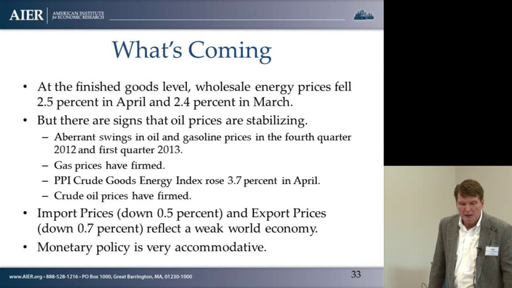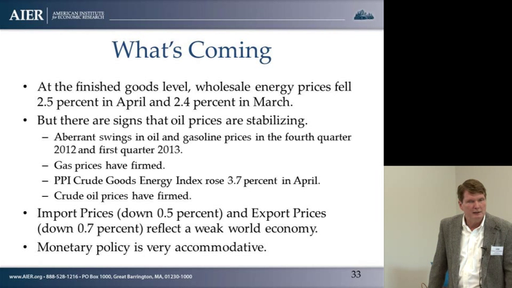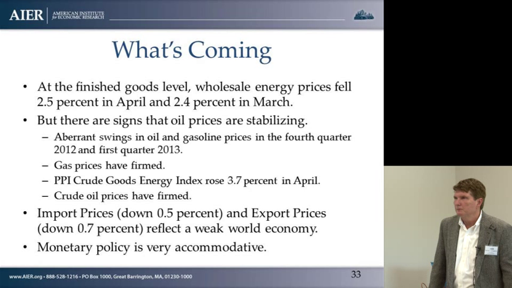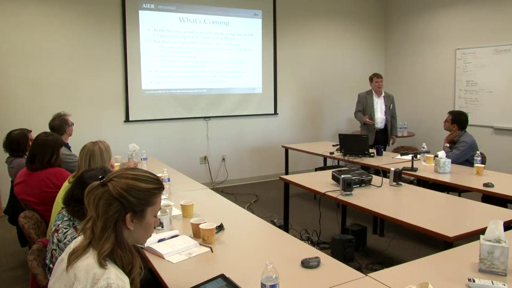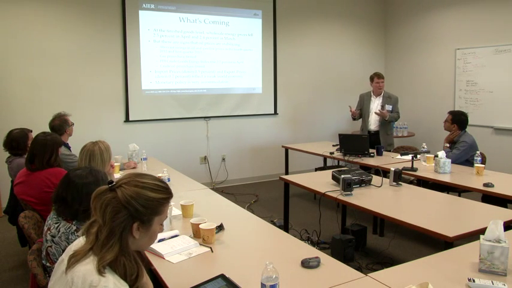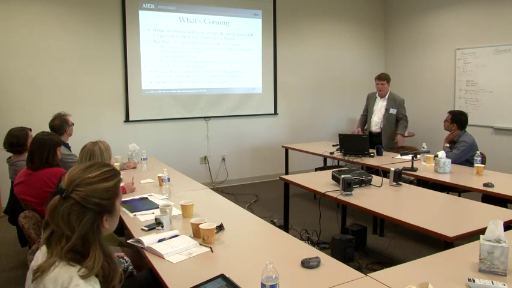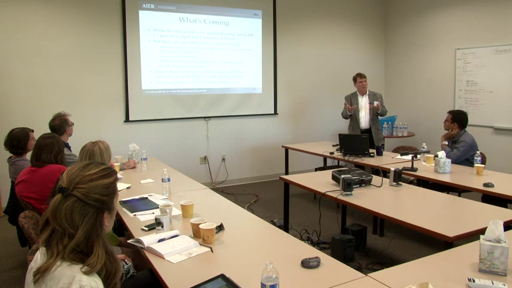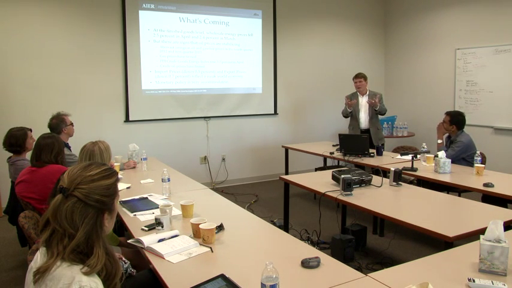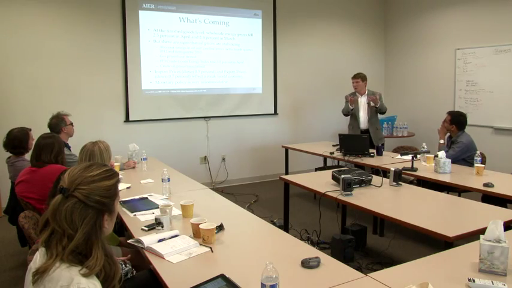Gasoline prices have firmed at the pump. We saw the PPI crude goods energy index, that's the raw oil, early oil products, rose 3.7% in April, and the crude oil prices have firmed. So all this says that oil is starting to firm up and even rise at the crude materials level. And what we would see is that at the crude level, they start to rise, and then they move through the stages of production. So at the intermediate and the final goods levels, you'll see the prices start to come up. Gasoline prices will firm up even more as they move through the stages of production.